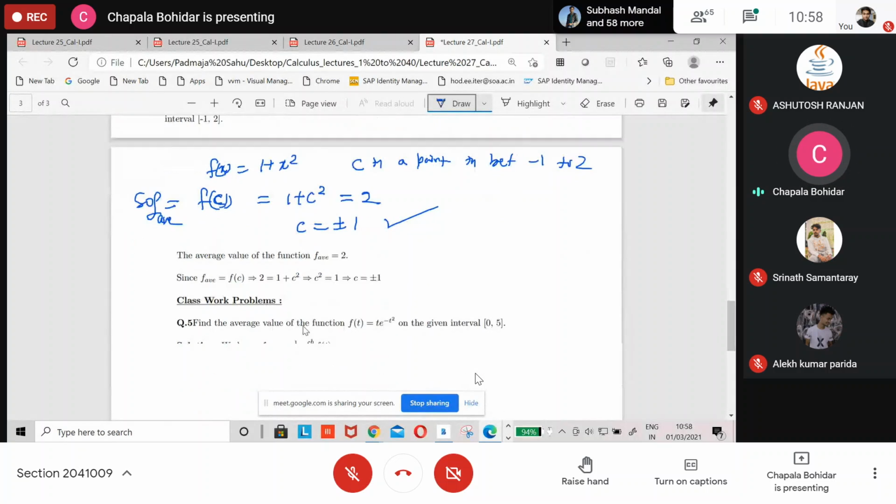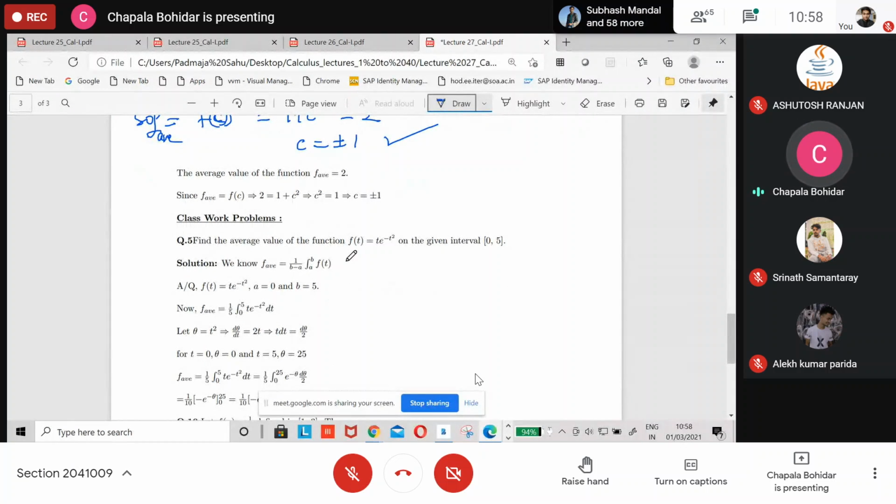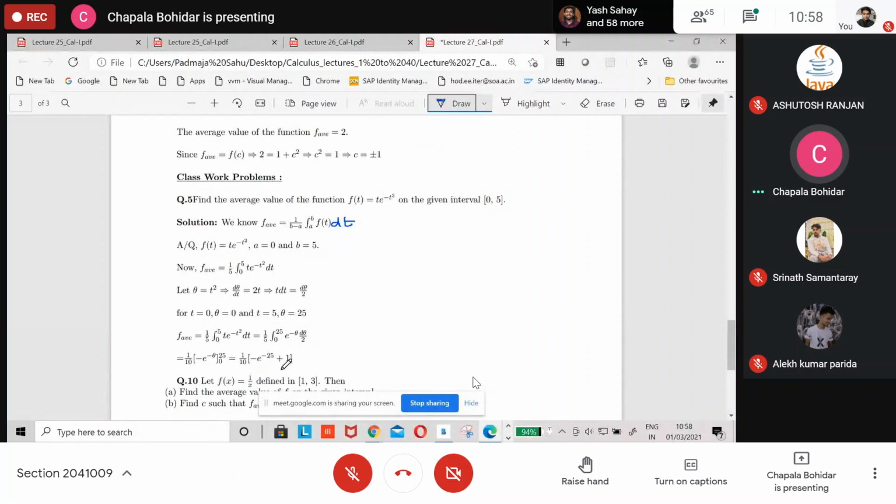So now work out an example. Find the average value of the function f(t) = t e^(-t²) on the interval 0 to 5. First, this function is differentiable and continuous over that interval. Then for f average you write 1/(b-a), which is 5 minus 0, so 1/5, the integral from 0 to 5 of t e^(-t²) dt. Considering t² as u, it is done, and we get the value.